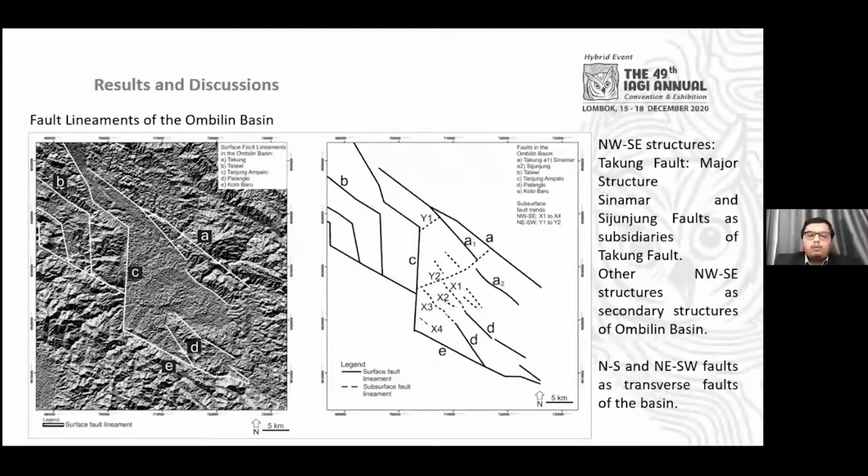As we get back to the fault maps, we can regard the northwest-southeast Takung Fault as the major structure of the basin. And in here, the Sinamar and Sijunjung faults were the subsidiary structures of the Takung Fault, and we can regard them as the synthetic and antithetic branches of the Takung Fault. The other northwest-southeast structures, we can regard as the secondary structures of the Ombilin Basin. And then the north-south and the northeast-southwest faults, we can recognize as the transverse faults of the basin. These are the faults that cross the basin.